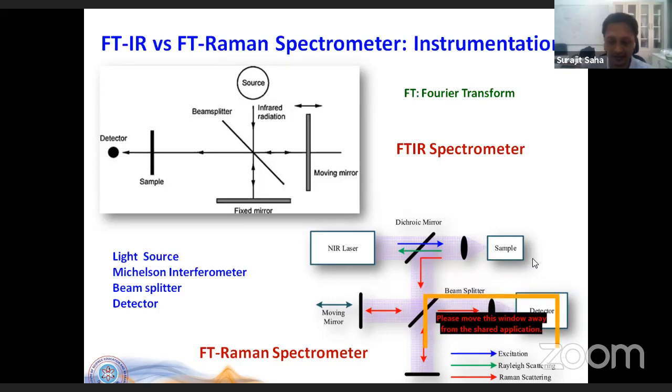And then finally it is detected. Now, I was saying that as compared to FT-IR, the Fourier transform IR spectrometer, which is very common in chemistry and in any other labs, or in general the technique, because FT-IR is very fast in terms of collection of the signal as compared to a dispersion grating based IR spectrometer. But on the other hand, FT Raman is less common.